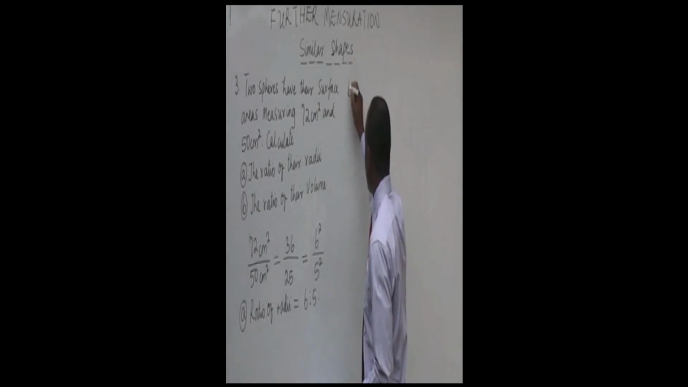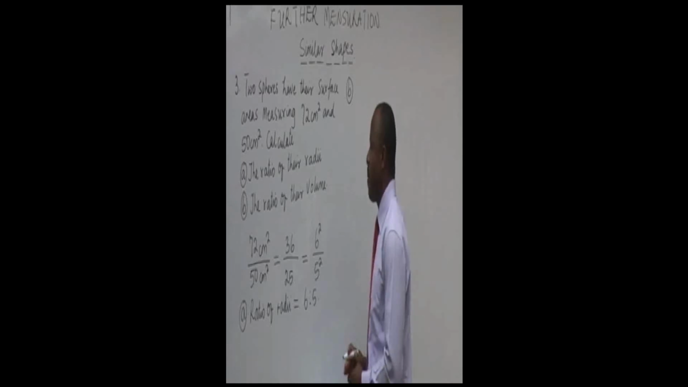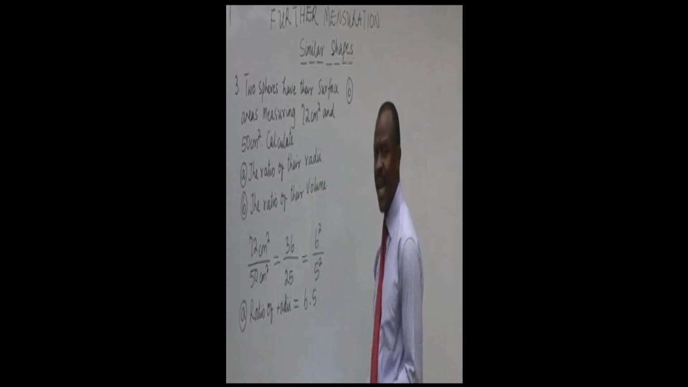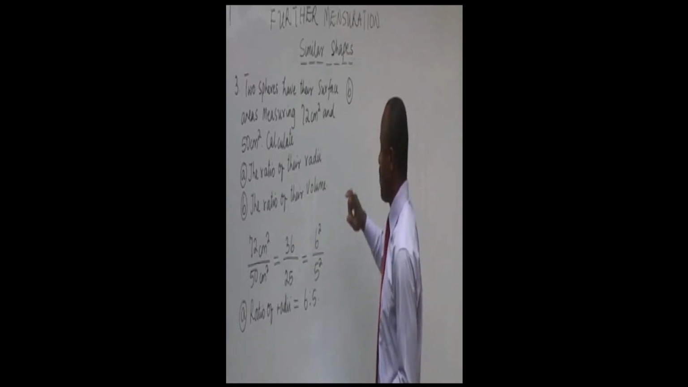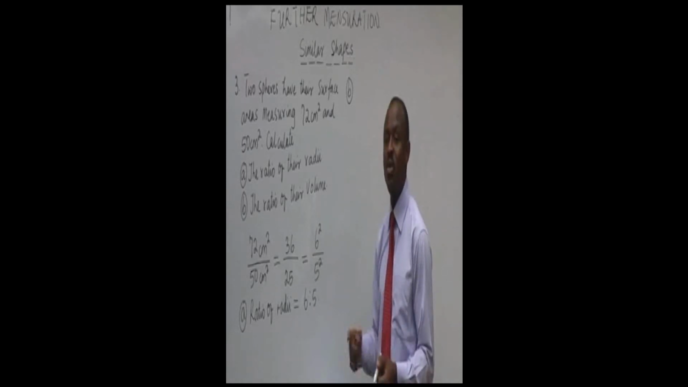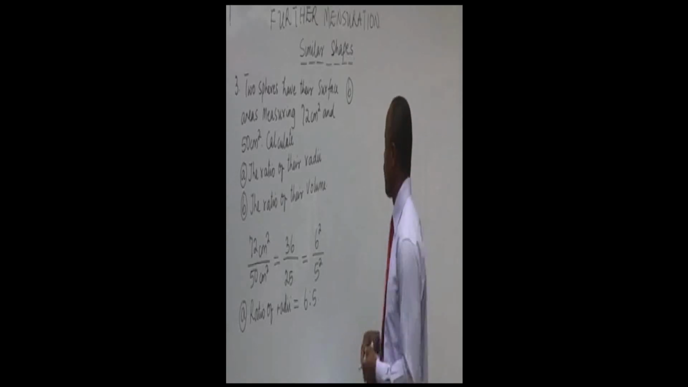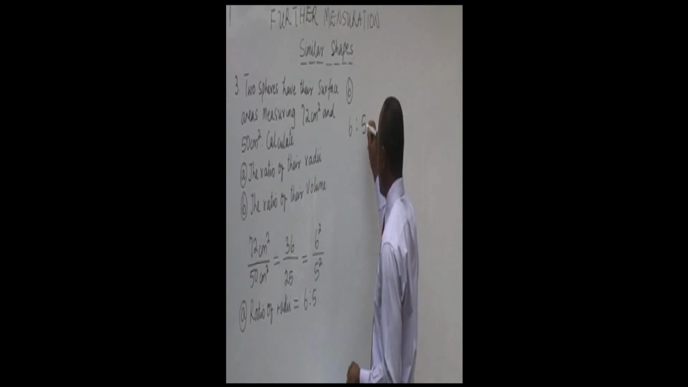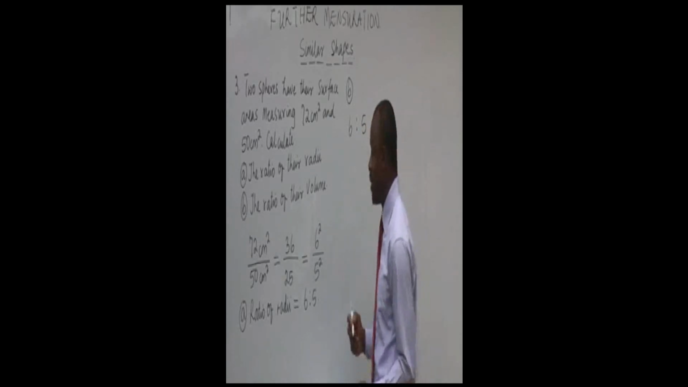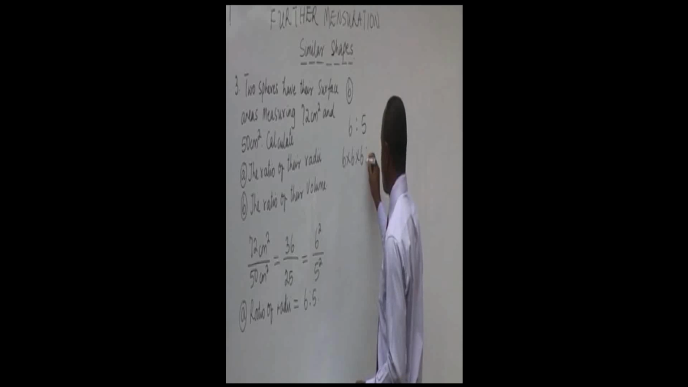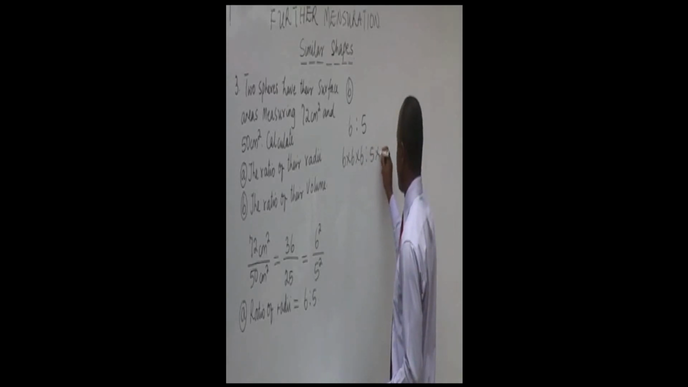Question B is linked up to question A. Question B said that we should also calculate the ratio of their volume. Now that you have discovered the ratio of their radii, just cube each one. It will give you the ratio of the volume. So if the ratio of the radii is 6:5, the ratio of their volume is going to be 6 times 6 times 6 is to 5 times 5 times 5.